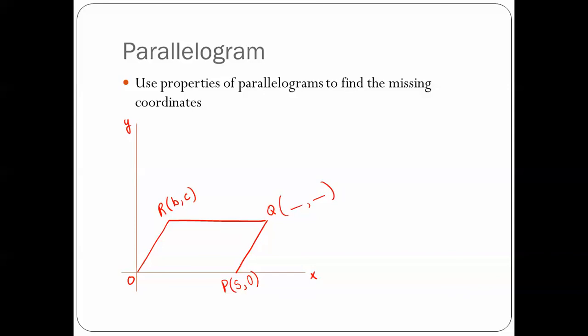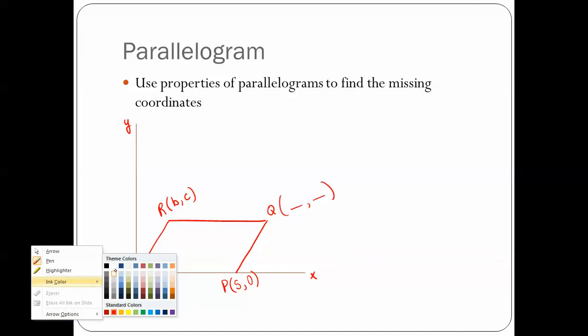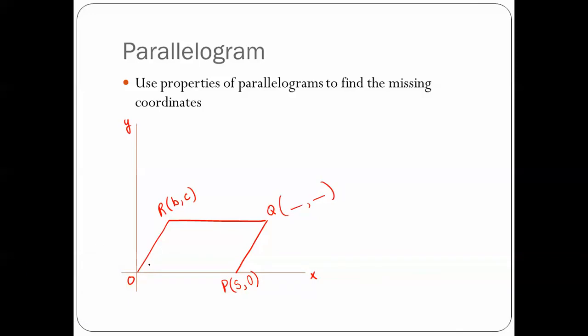Alright, for this one, we need to use properties of parallelograms to find the missing coordinates for Q. If we look at this parallelogram, we know that these sides are parallel and these sides are parallel.